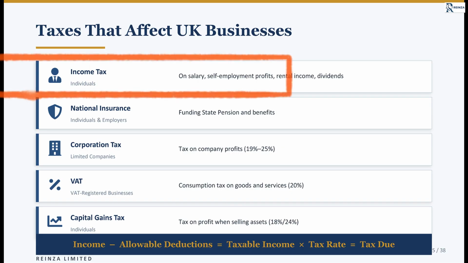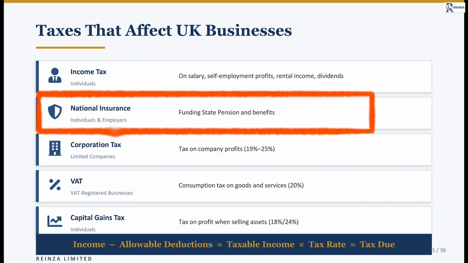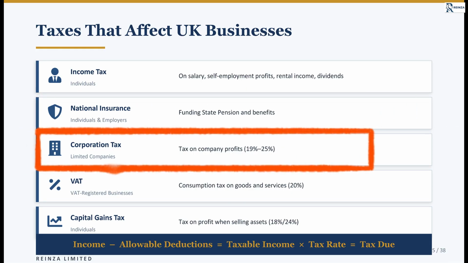First, income tax. This is paid by individuals on their personal income, including salary, self-employment profits, rental income, and dividends. Second, national insurance. These are contributions paid by employees, employers, and the self-employed. They fund the state pension and certain benefits. Third, corporation tax. This is paid by limited companies on their profits. The rate ranges from 19% to 25%, depending on profit levels.